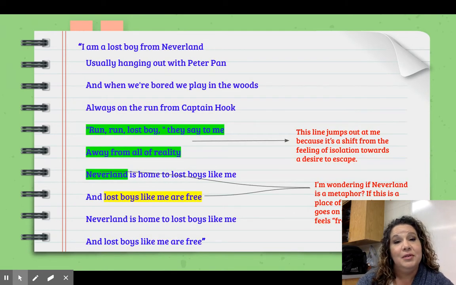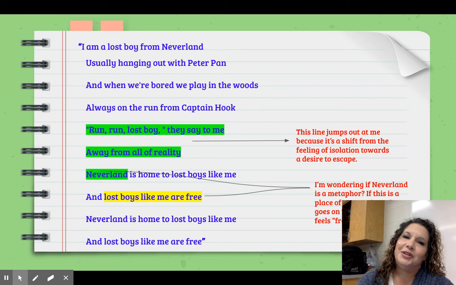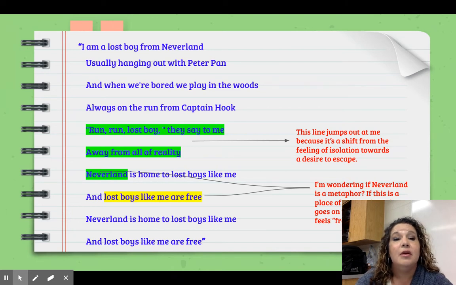Because of the shadow, she's hanging out with a friend. And so even though she's lost and she's in a land called Neverland, both negative ideas, those two negatives work together to make her feel positively. And so when she's bored, she still is able to play. And even though she's escaping danger from Captain Hook, she still realizes that Neverland is home and that here she's free.